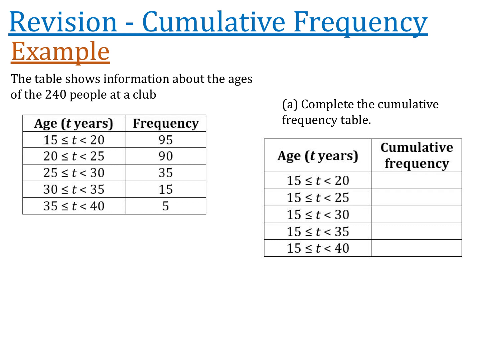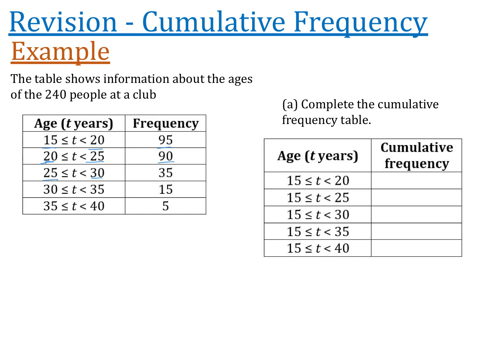So here's just what they would ask us in part A of a question. The table shows some information about the ages of 240 people in a club. It says people who are aged between 15 and 20, there's 95 people. And then the people aged between 20 and 25, there's 90 people.